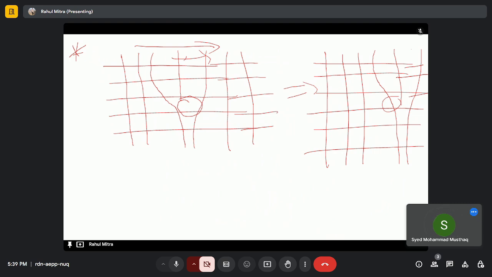Now there are two types of dislocation. One, we have the edge dislocation, and the screw dislocation.